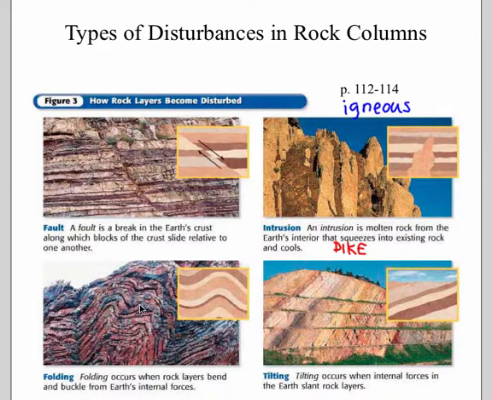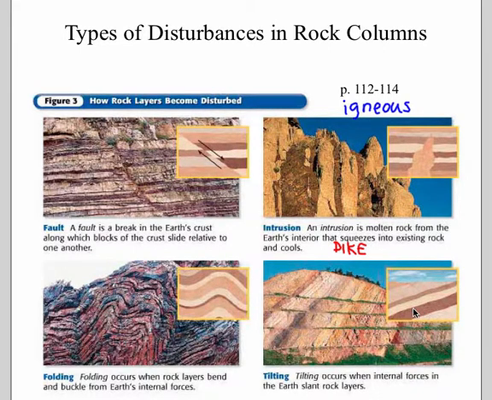We've got folding. If you apply compression to a rock, you squeeze it together, it's not going to be flat. You're going to get these folds in there. Same thing, oldest on the bottom, youngest on top. It's like hamburger meat.